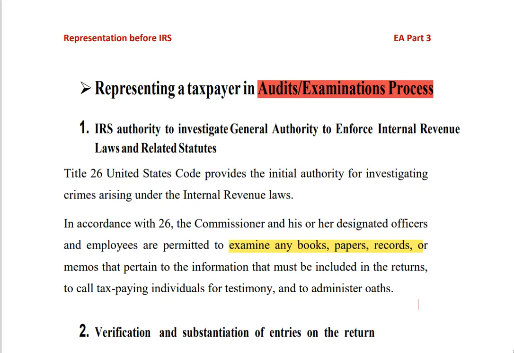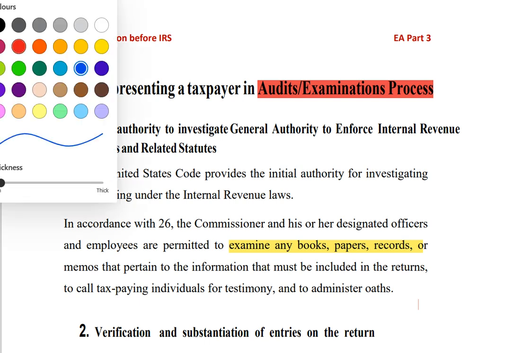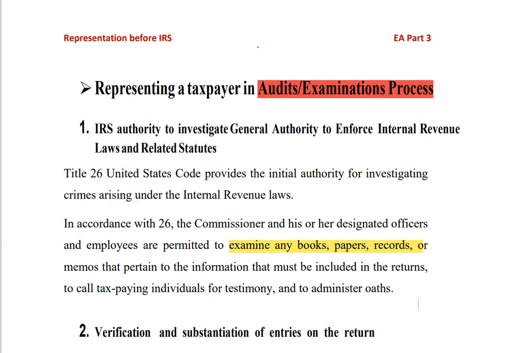Representing a taxpayer in audit and examination process. So basically, a taxpayer calls it an audit if the IRS has sent a letter for their examination. Taxpayers typically call it an audit, and the IRS typically calls it an examination, but it doesn't mean the same thing.